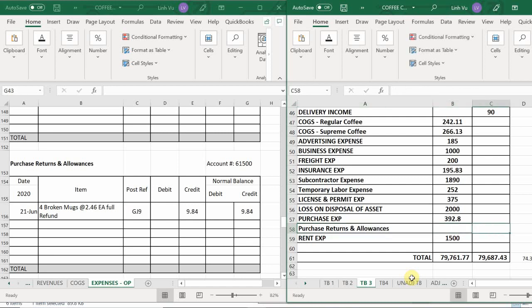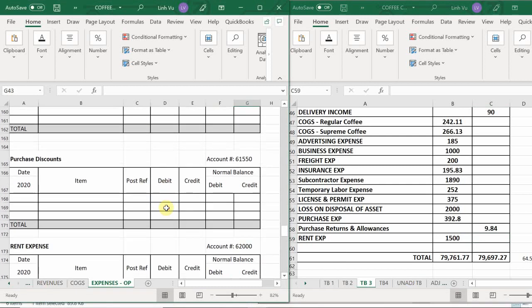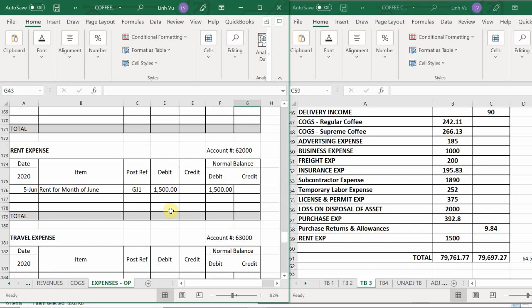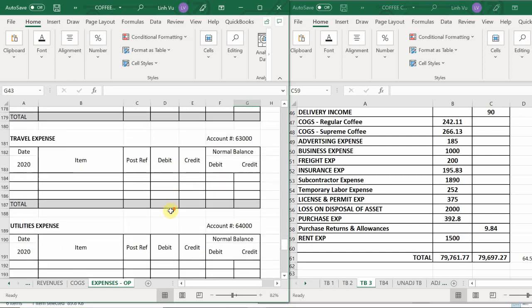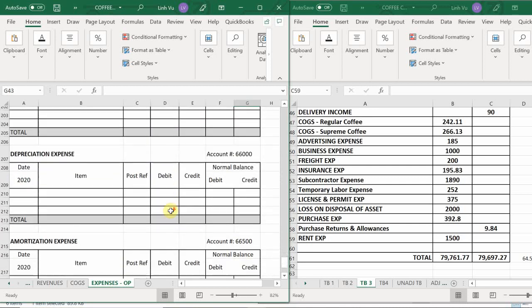Okay. For $9.84 in credit. Yep. Okay. Do we have any purchase discounts? Rent, yep, the same. Utilities, travel, bad debt, depreciation, amortization.